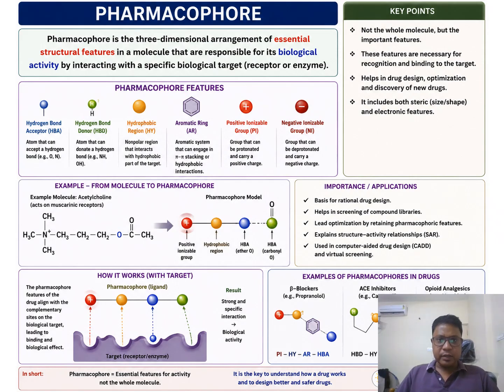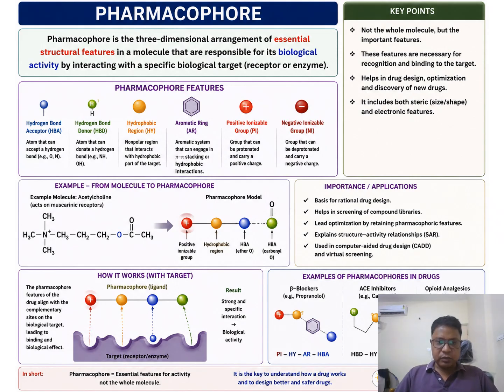So what is the importance of a pharmacophore? This is the basis for rational drug design. Based on that, we can develop new drugs. It helps in screening of compound libraries, and in lead optimization by retaining pharmacophore features, explains structure activity relationships, and is used in computer aided drug design and virtual screening.